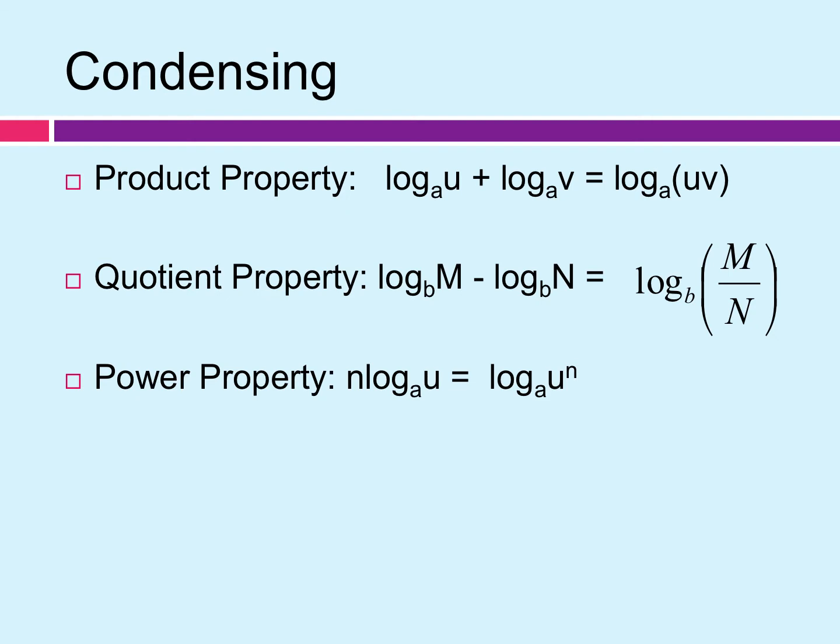The opposite direction is condensing. You are taking something that is multiple logs and you're putting them together. It's the same exact property. It's just the reverse. The left side becomes the right side, the right side becomes the left side. So on the product property, when you're adding, you put it together, you would be multiplying. When you're subtracting, you put it together, it's division. And when you have a number on the front, it becomes the exponent. So if your question has multiple logs, you're putting it together as one, that's called condensing. If there's one log and you're separating it out, that's called expanding. The directions will get to the point where they say either expand or condense, and you get to choose. So multiple, put it together; single, separate it out.